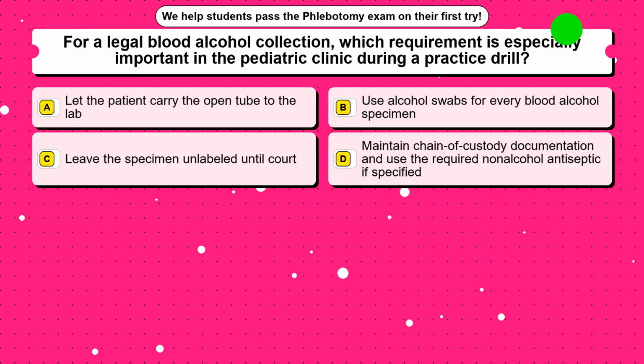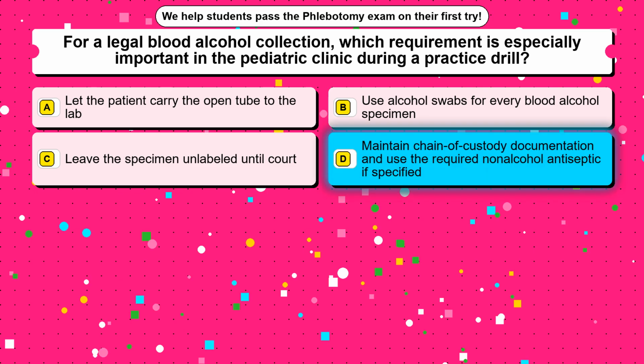Question 79. For illegal blood alcohol collection, which requirement is especially important in the pediatric clinic during a practice drill? Option A. Let the patient carry the open tube to the lab. Option B. Use alcohol swabs for every blood alcohol specimen. Option C. Leave the specimen unlabeled until court. Option D. Maintain chain of custody documentation and use the required non-alcohol antiseptic if specified.